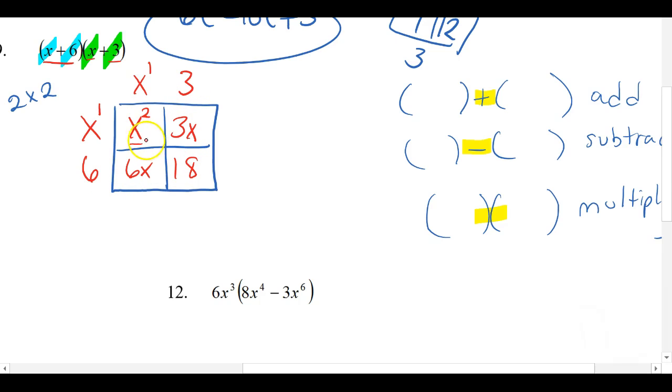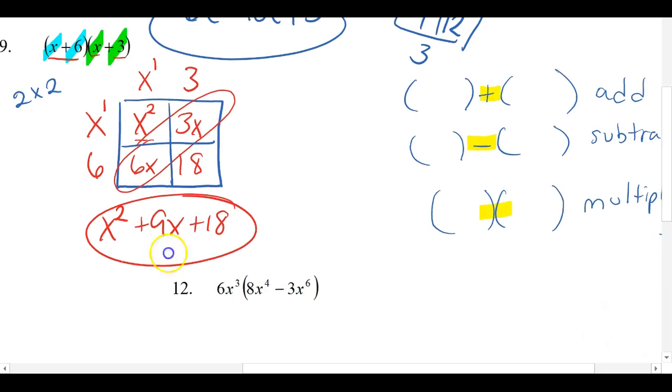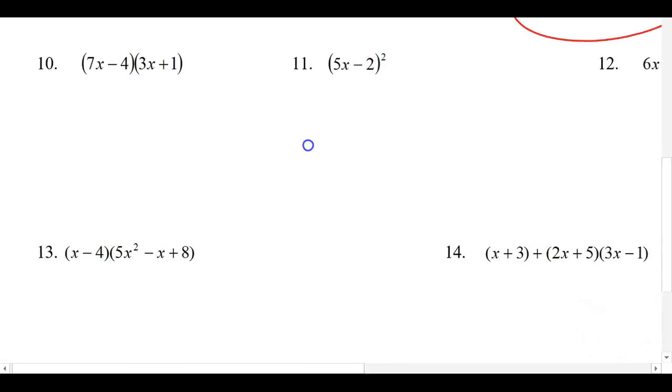And the nice thing about the box is that anytime I have a diagonal like this, they're the same type of term, and I can add those together. And the one in the top left is our first term, and the one in the bottom right is our last term. So now I have, as my final answer, x squared, and then I add 6x and 3x, so I get 9x plus 18. And there we are.